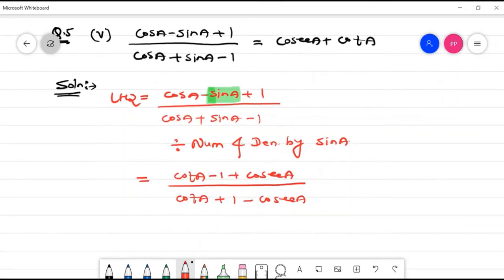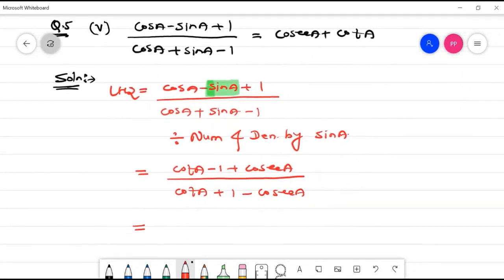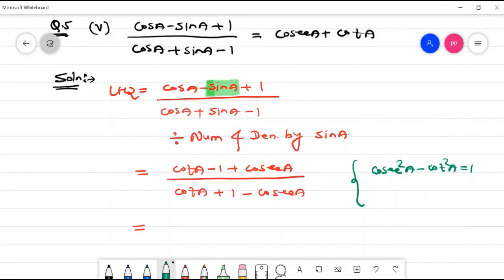Now friends, if you see the numerator carefully, there is one term, minus 1. So we are going to make use of one identity, and that is cosec square A minus cot square A is equal to 1. So that 1 will be replaced by cosec square A minus cot square A, and the rest of the terms we are going to copy as it is.